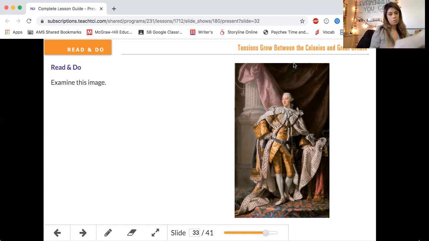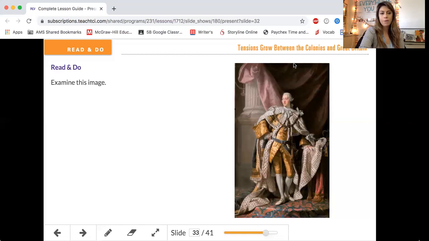For this lesson, you will need your interactive student notebook open to the read and do section, which can be found on page 64. You will need something to write with, and you will need your TCI open. So you can pause the video now to get your interactive student notebook, something to write with, and TCI logged in and ready to go. Press play when you are ready to continue.